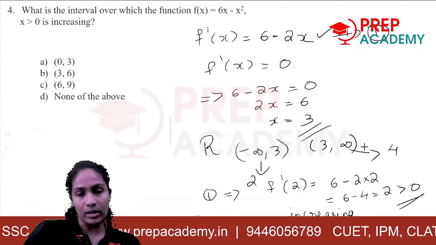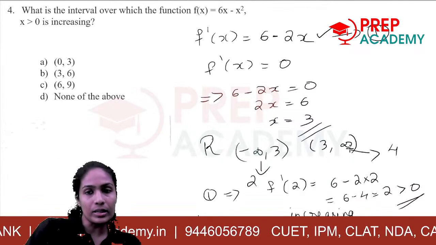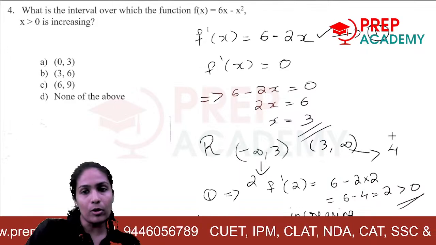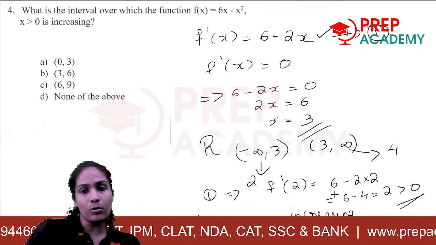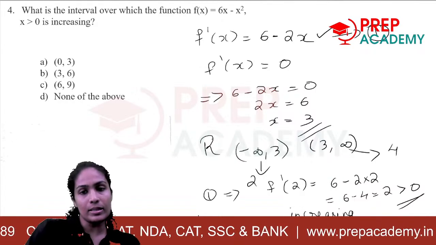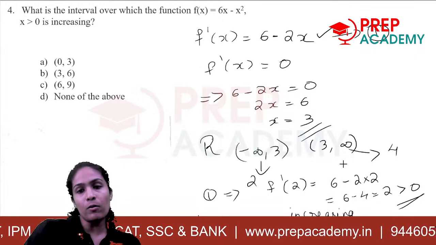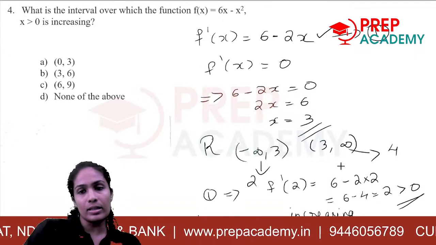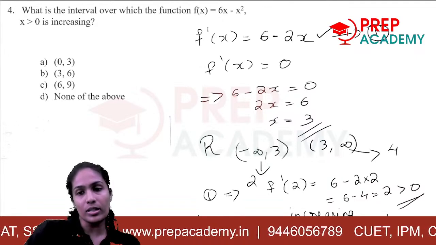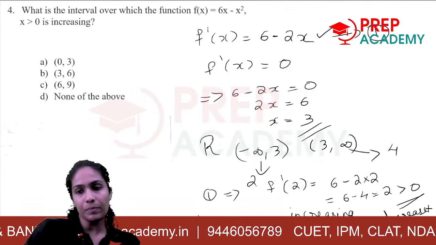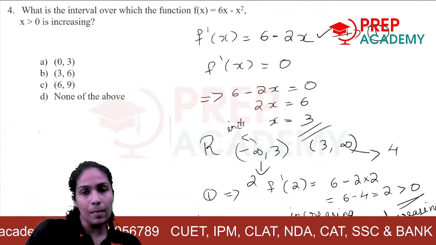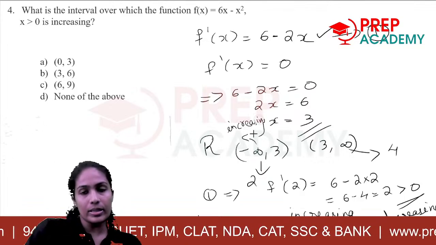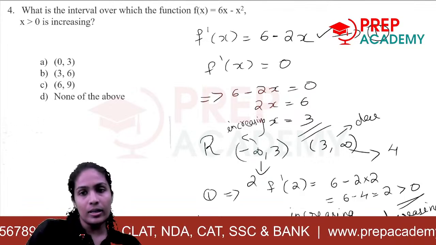So from the second interval, our second interval is (3, infinity). From the second interval, I take the point 4 and find f dash of 4, and f dash of 4 is negative 2, that is less than 0. Since the derivative in this interval is less than 0, the function is decreasing. So in the first interval, the function is increasing. In the second interval, the function is decreasing.